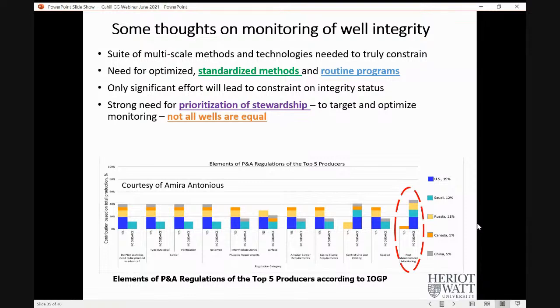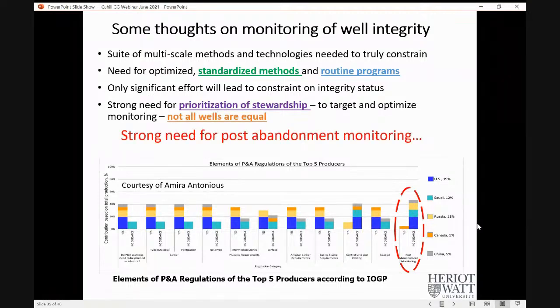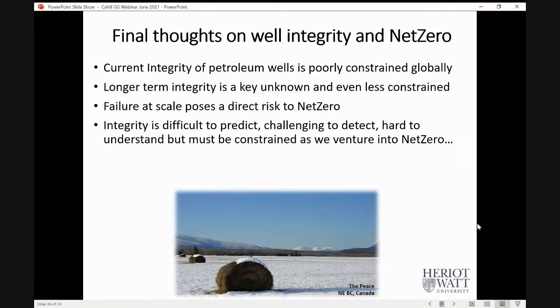And the little graph here at the bottom shows where, globally, people continue to monitor or have a post-abandonment monitoring program for oil and gas wells. Very, very few places, almost nowhere except Canada, has a bit of additional monitoring post-abandonment, but for all the other main producers, it's not clear if there's any guidance on post-abandonment monitoring, which kind of highlights that we really don't know what's going on after abandonment, and there's this strong need for post-abandonment monitoring.